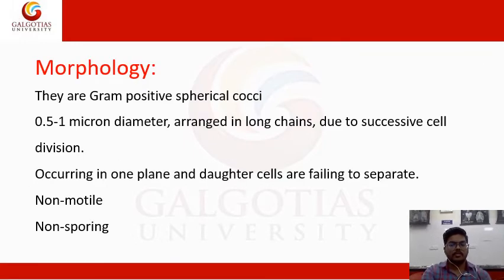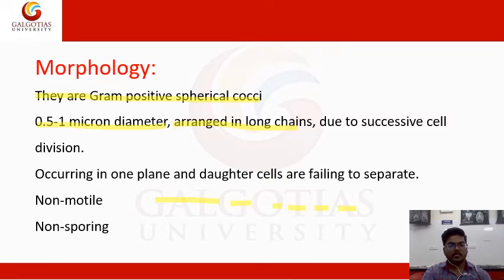Now the morphology. They are gram-positive spherical cocci, 0.5 to 1 micron in diameter. They are arranged in long chains due to successive cell division occurring in one plane, like this, and the daughter cells fail to separate.